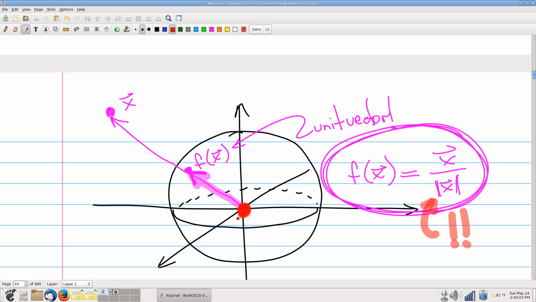And the target, you could say the target is the unit sphere, or you could say the target is R3, and then the image is only the unit sphere, your preference. Right. Everybody good on this one? Yeah. All right.